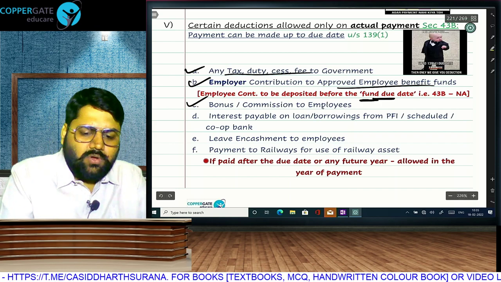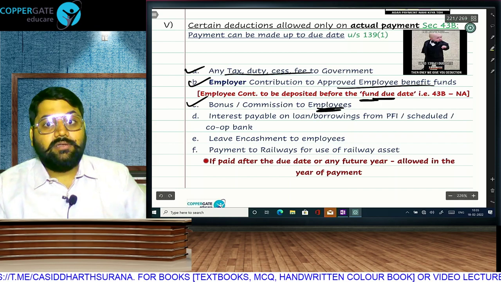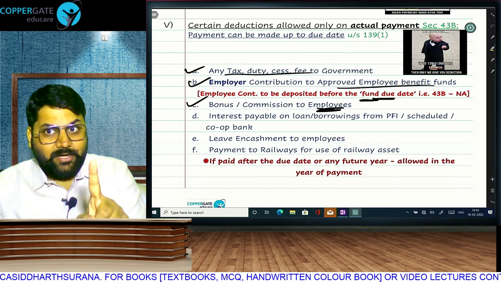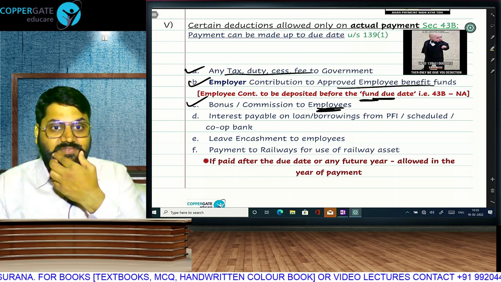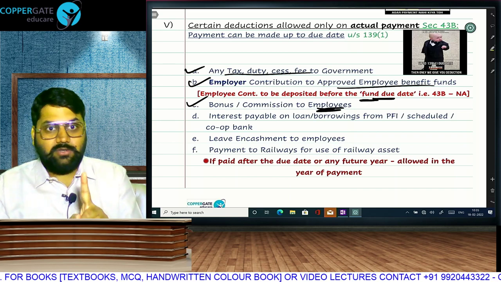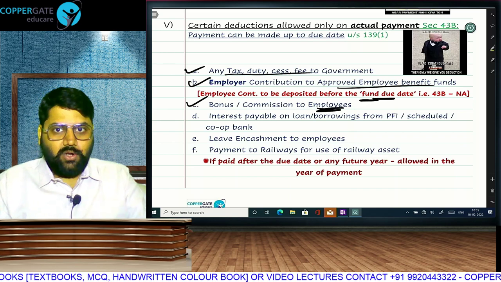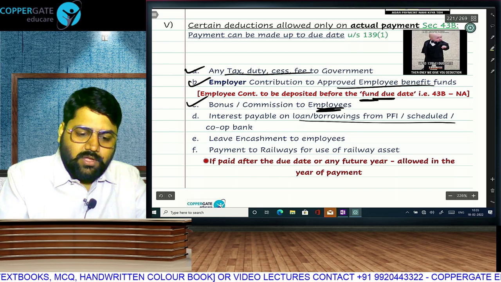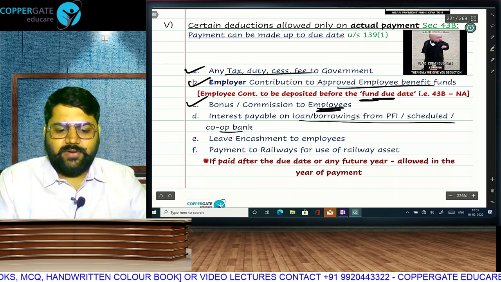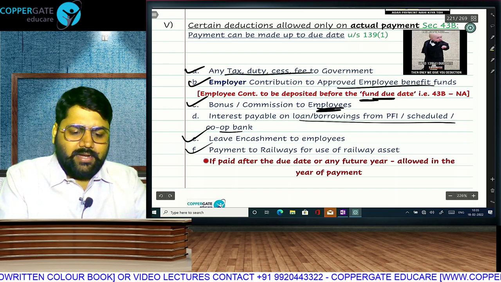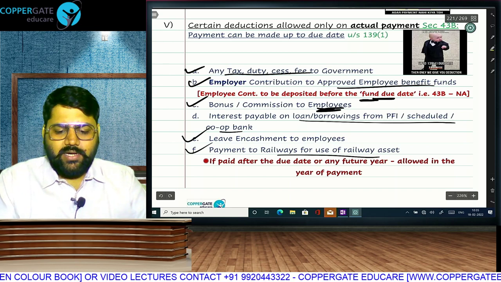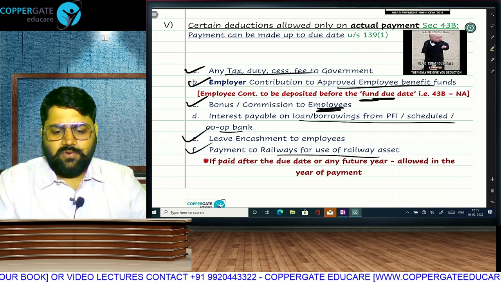Bonus and commission to employees. So, listen, the catch here is salary to employees will be allowed even if unpaid. Commission to agent will be allowed on due basis even if unpaid. This is only bonus and commission, not salary, only employees, not agent. Any interest payable to a public financial institution, scheduled bank or cooperative bank, only if paid. Any leave encashment to employees, only if paid. And any railway asset if you have used, only if paid. These expenses will be allowed only if paid.